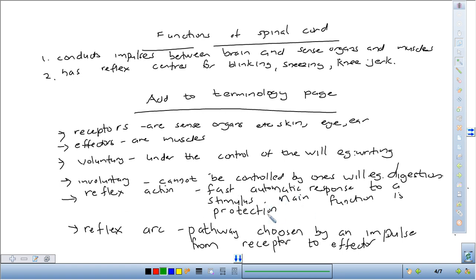The main function is protection. You know if someone is coming to you with a knife, you run. Or if someone throws a pen at you, you blink. That's a reflex action. And a reflex arc, which is our next lesson, is a pathway chosen by an impulse from the receptor, your sense organ, to the effector. Effector is end, your muscles. We move on.